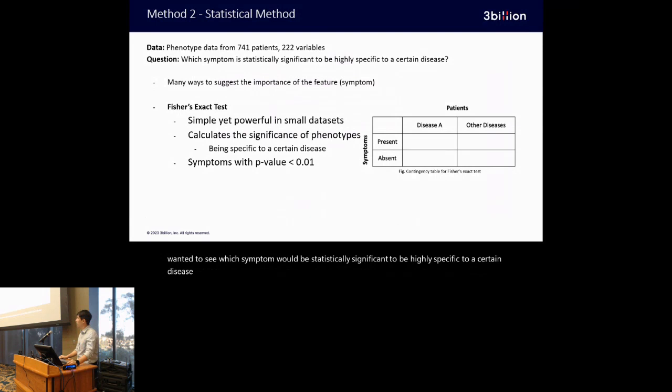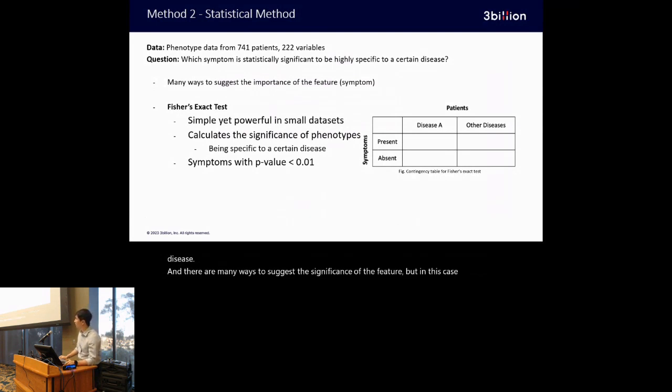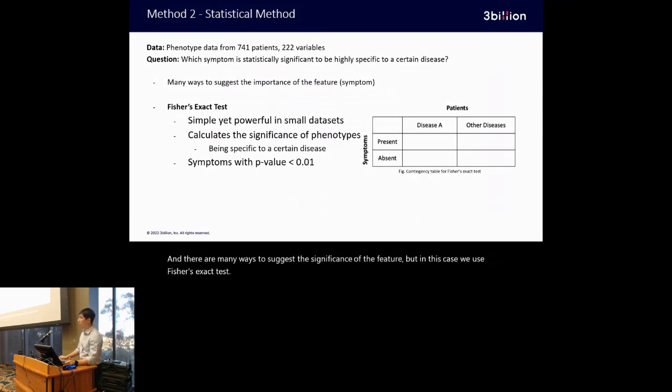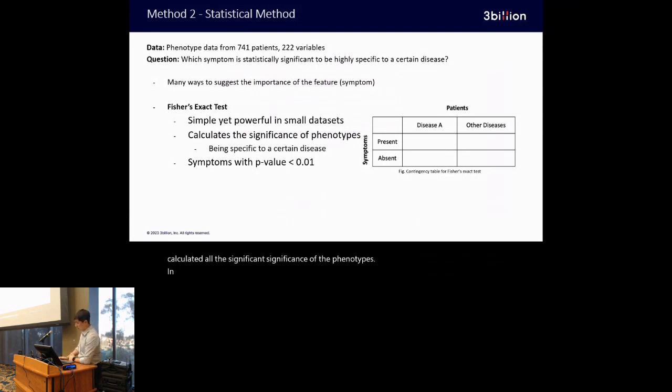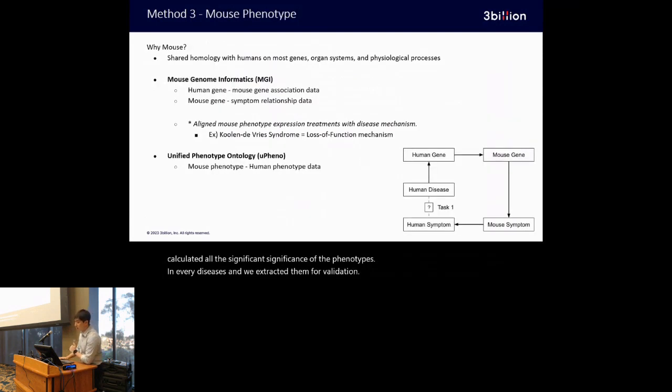There are many ways to suggest the significance of a feature, but in this case, we used Fisher's exact test because it's a simple yet powerful calculation method for small data sets. So we calculated the significance of the phenotypes in every disease, and we extracted them for validation. The third and last method was using the mouse phenotype data to reveal undiscovered human disease traits.